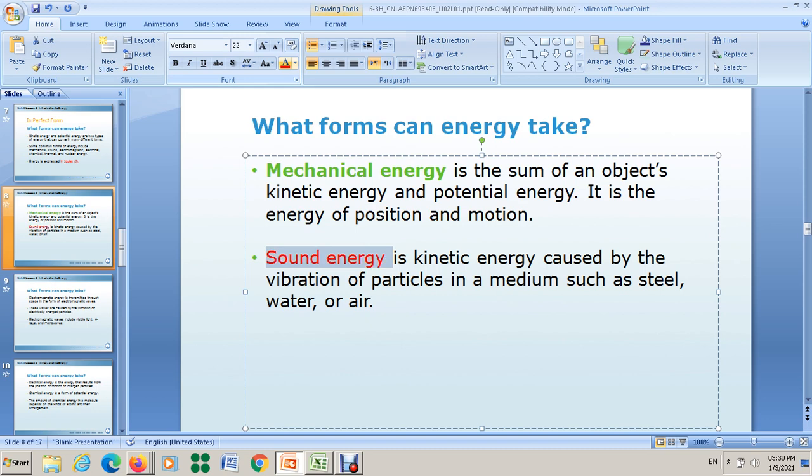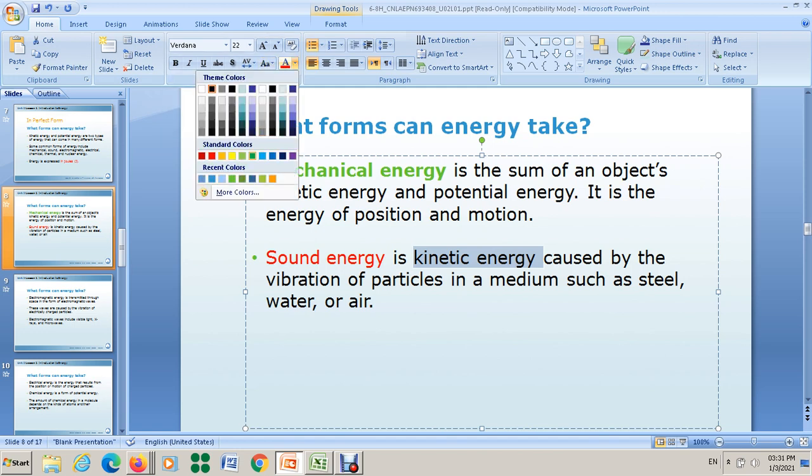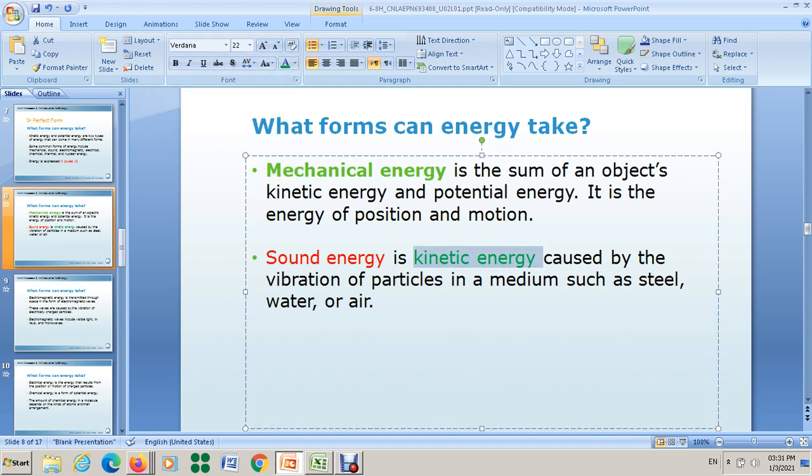The second form of energy is sound energy. Sound energy is under which type of energy, potential or kinetic? Actually, it's kinetic energy. For example, if you start to talk and put your fingers on your throat, you feel like something is vibrating. This is the vibration of the vocal cords.